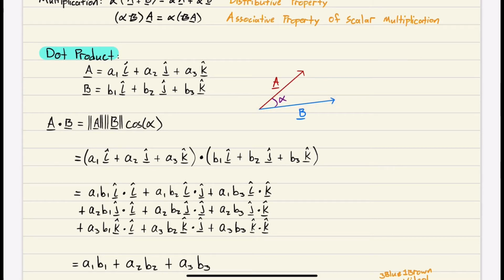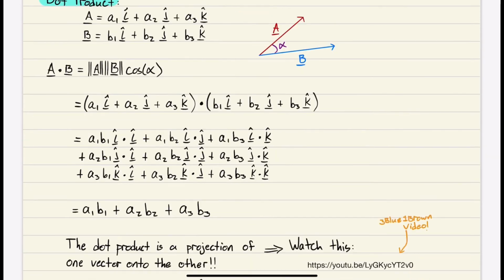Well, the dot product of A and B, so this is A dotted with B, is defined as the magnitude of A times the magnitude of B times cosine of the angle between them. And alpha is the angle between these two vectors, you can see here. So that's what the dot product is.